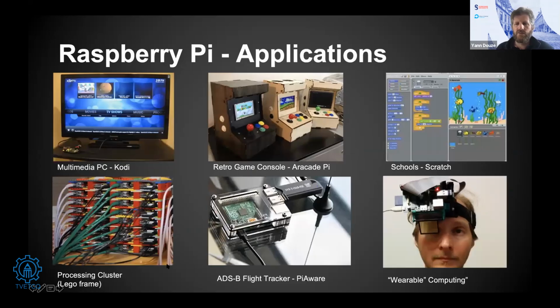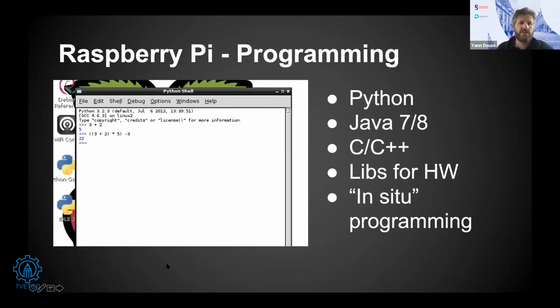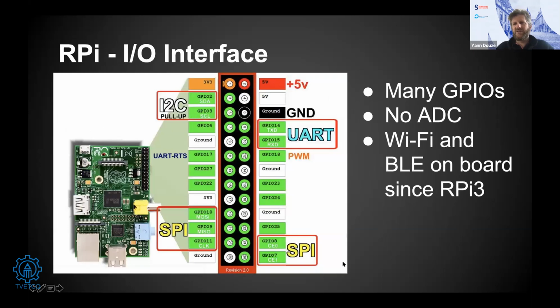As I think you use it already in your courses. I use it also. You can program in Python, in Java, in C++. You have a lot of libraries for hardware. I went a little bit fast because the time is running. You have several interfaces to do SPI, UART, I2C, etc. But the problem, you have no ADC, and since Raspberry Pi 3, you have Wi-Fi and BLE.